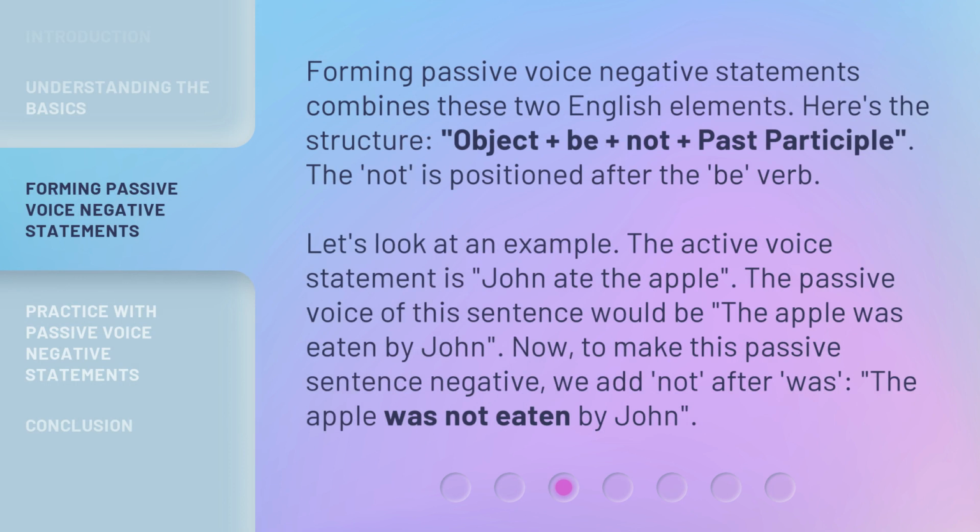Forming passive voice negative statements combines these two English elements. Here's the structure: object plus be plus not plus past participle. The not is positioned after the be verb. Let's look at an example.